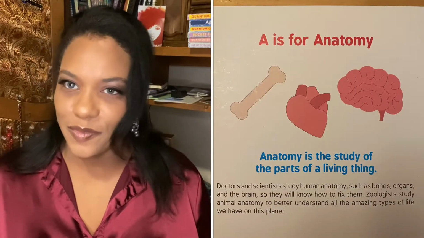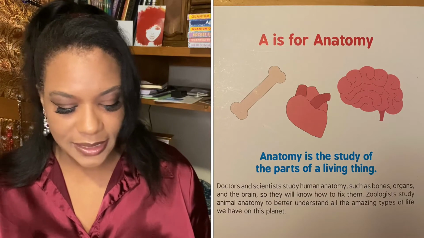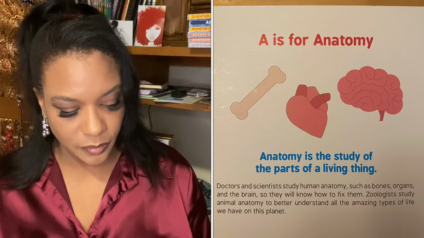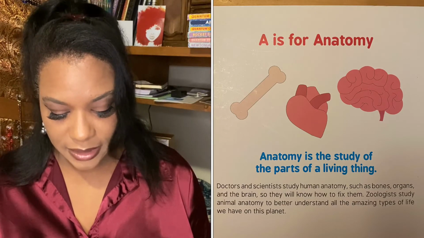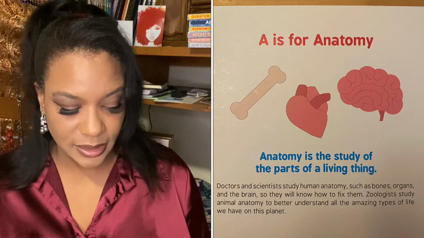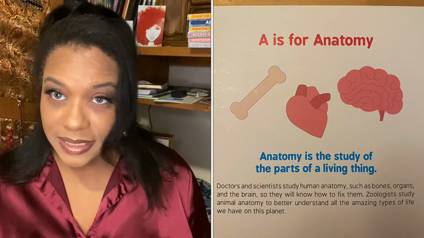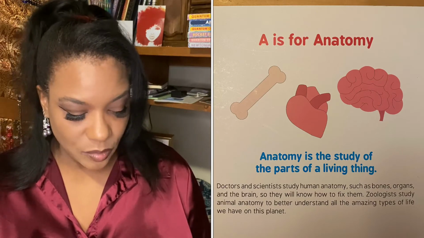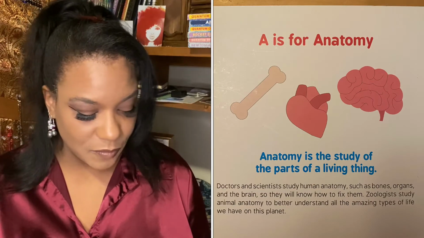A is for anatomy. Anatomy is the study of the parts of a living thing. Doctors and scientists study human anatomy, such as bones, organs, and the brain, so they will know how to fix them. Zoologists study animal anatomy to better understand all the amazing types of life we have on this planet.